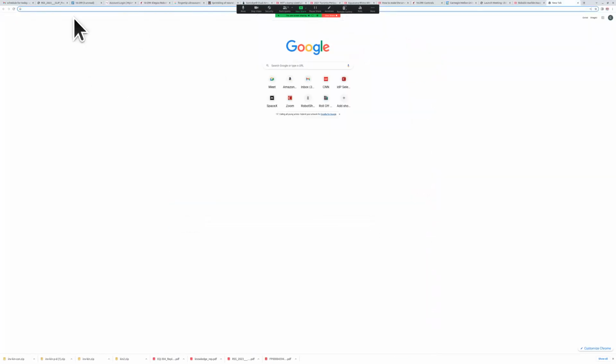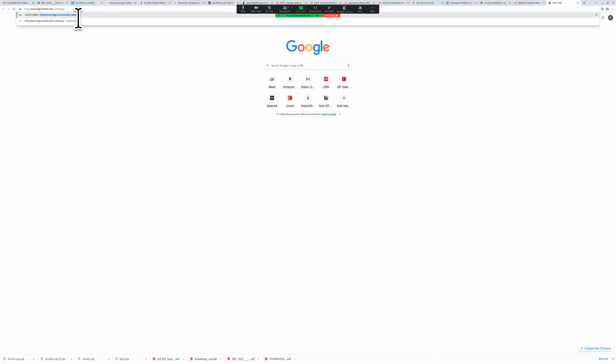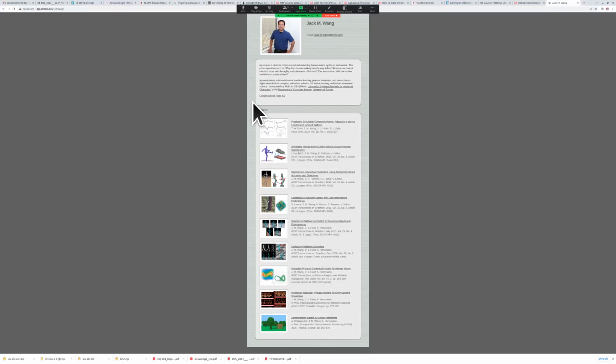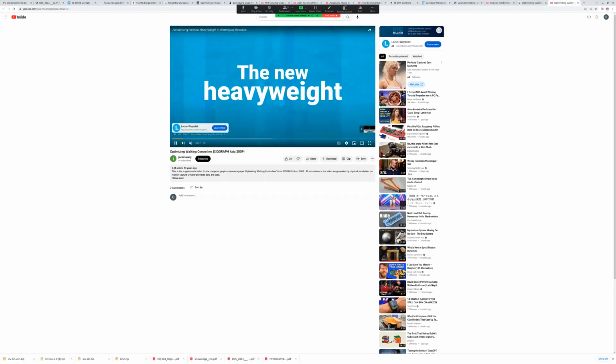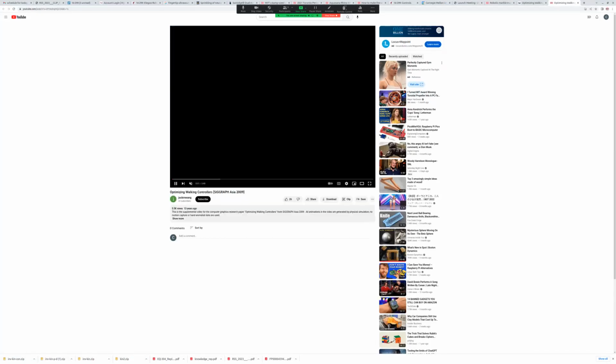So let me get this out here. Okay. So this is a piece of work called Optimizing Walking Controllers. And his simulation is this blue thing. And the paper describes how they optimize it. And I'm going to play the video. Actually, the video is on YouTube, so I'm going to play it bigger here. Avoiding the advertisements.